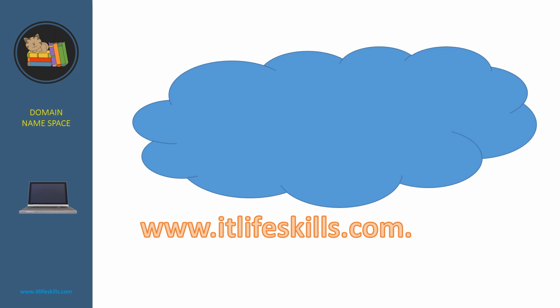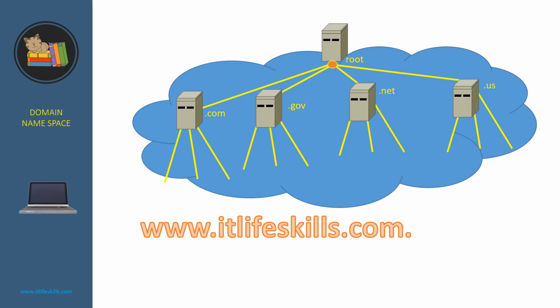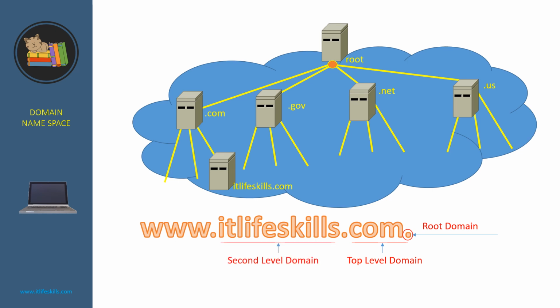Now let's learn about domain namespace. As you may know, it starts with the root domain, then the top level domain, and the second level domain, and can be the third and the fourth domains. So in these DNS records, we see that this is the root domain, then the top level .com domain, and the second level domain itlifeskills.com, and this is the DNS host name or fully qualified DNS name, FQDN.